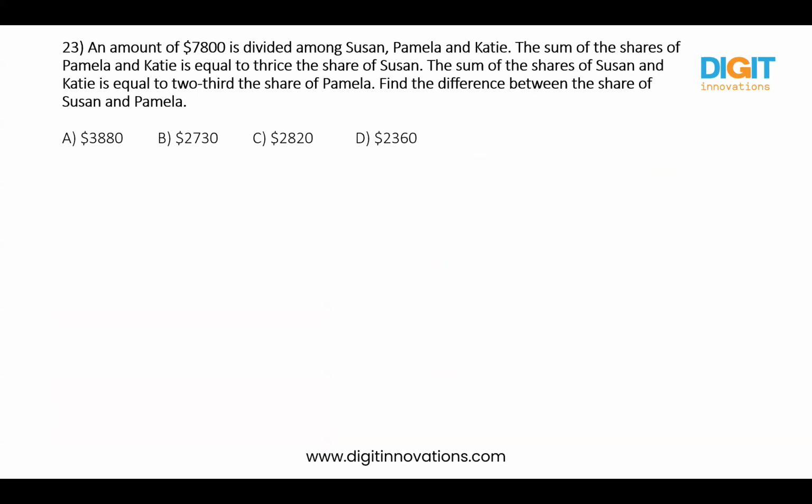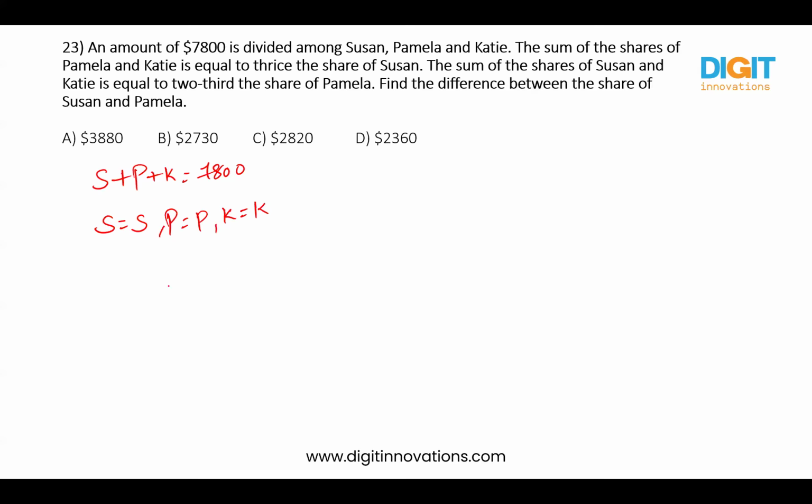Next one. An amount of 7,800 is divided among Susan, Pameli and Cathy. The sum of the shares of Pameli and Cathy is equal to thrice the share of Susan. The sum of the shares of Susan and Cathy is equal to 2/3 the share of Pameli. Find the difference between the share of Susan and Pameli. So the total divided by Susan, Pameli and Cathy is 7,800. Let us say Susan got S, Pameli got P, and Cathy got K.